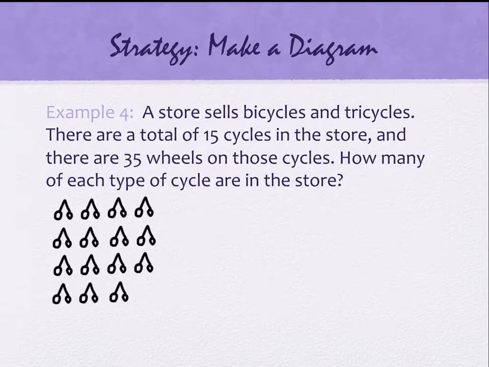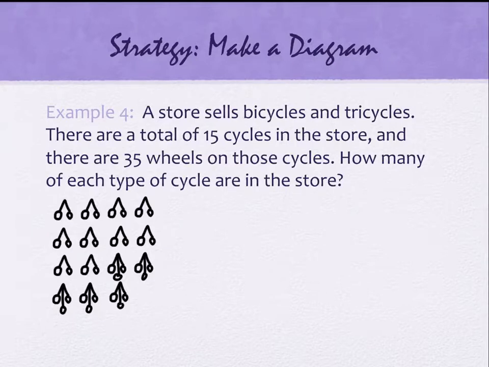So, as creative as I am, this is how I do that. Look at this. Look at that. It's a tricycle, right? Okay, there's 3, 4, and 5. The question is, does my diagram match the information? Do I have 15 cycles? Yes. Do I have 35 wheels? Yes. Did I write X and Y anywhere? I didn't. But a picture tells me exactly what I've got, right?